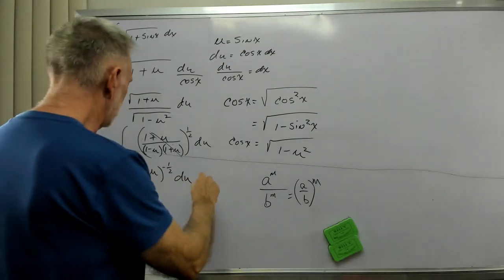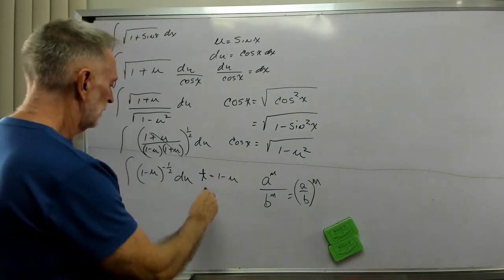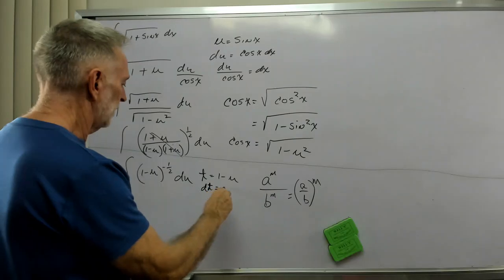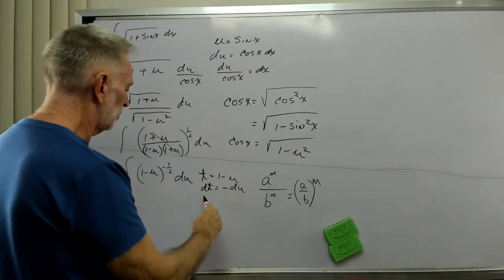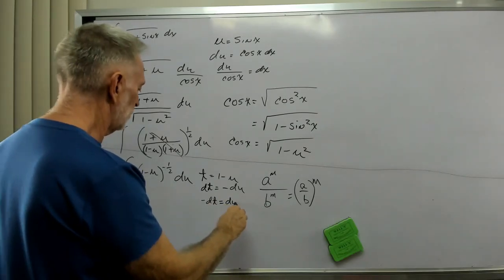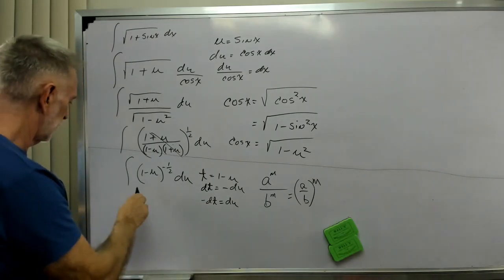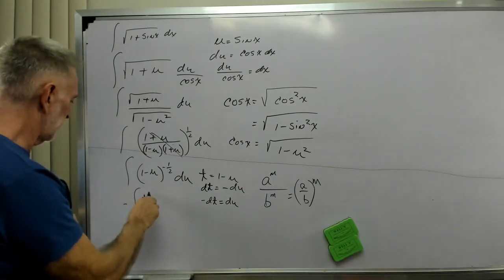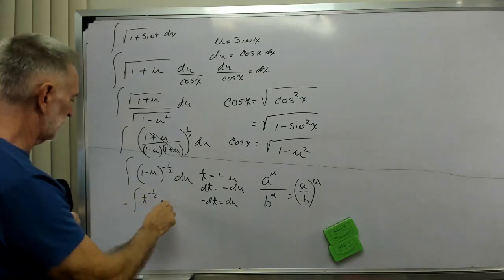All right, let's let t equal 1 minus u. dt then is minus du. So I'm going to pull the negative to the other side. Minus dt equals du. So now I have minus the integral of t to the minus 1/2, and du was minus dt.